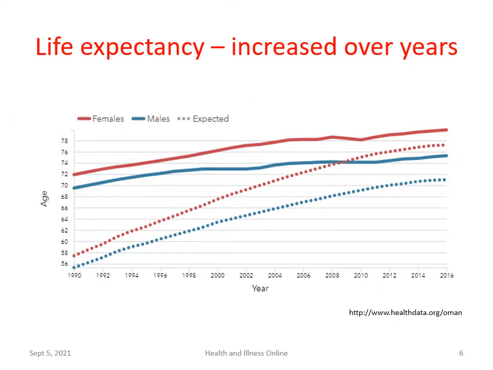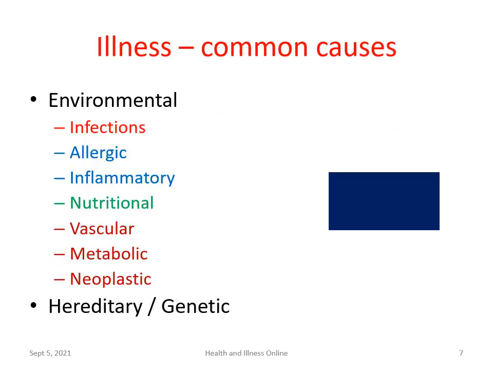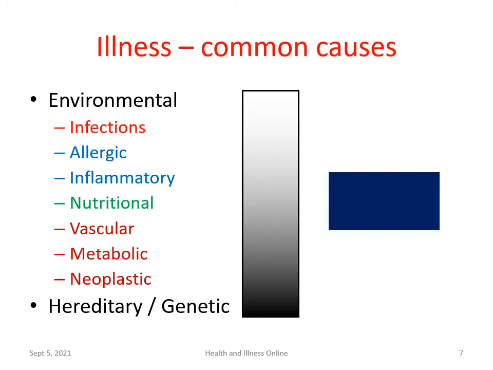I think what would also be important and good to know is that over the years, in this chart you see that from 1990 to 2016 the average life expectancy of both men and women has increased in Oman from around 70 years to 77 years in men, and from around 72 years to 79 years in women.